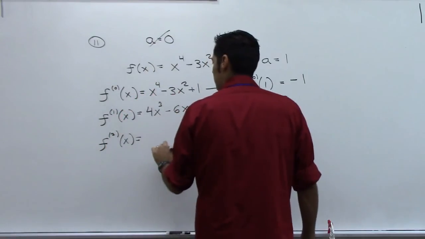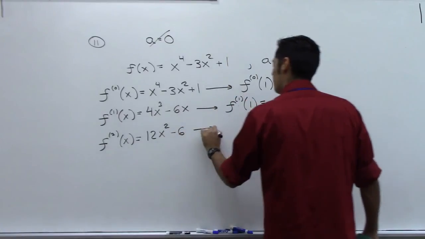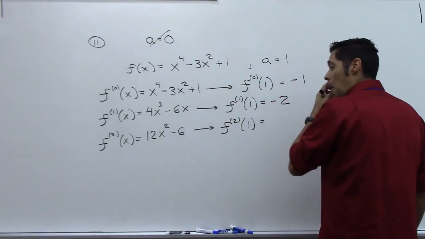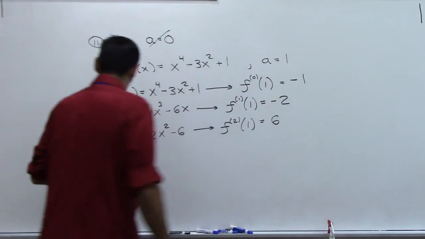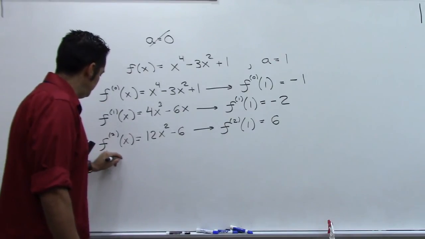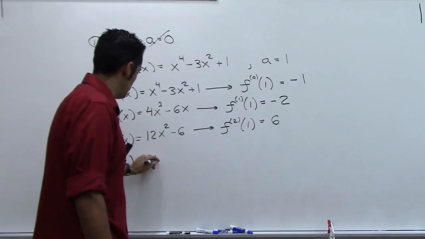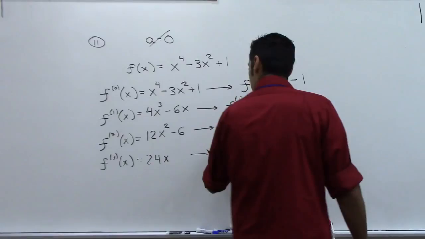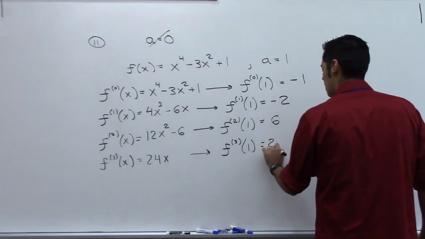And then for the second derivative, I get 12x squared minus 6. And when I plug into the second derivative the value of 1, I get 6. And let's see what happens as I continue this. The third derivative is going to be 24x, and then that's it. So the third derivative at 1 is going to be 24.